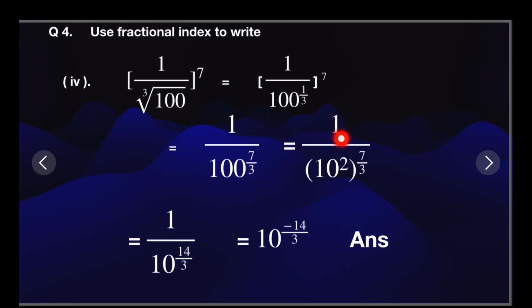This is equal to 1 upon, what is 100? 10 square raised to 7 upon 3. So, this is 1 upon 10 raised to 14 by 3. You can leave it as it is or you can take this to the numerator. So, this becomes 10 raised to minus 14 by 3.